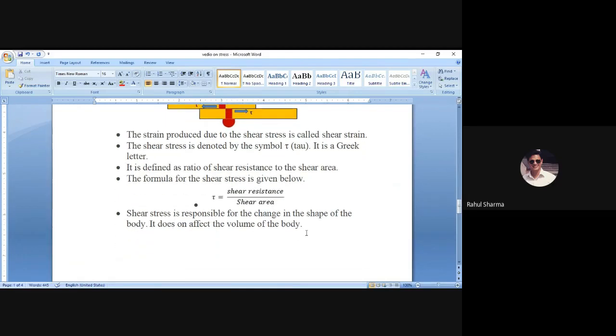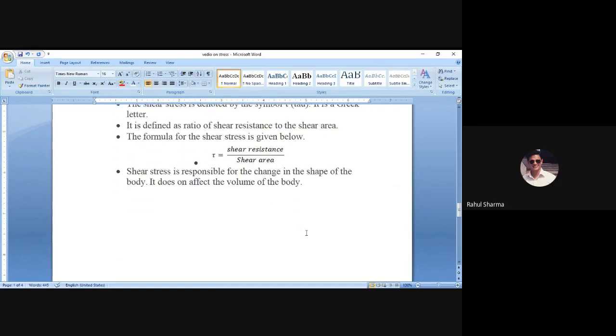Now, shear stress is responsible for the change in the shape of a body if it does not affect the volume of the body. Right, so it is responsible for changing the shape of the body. So I think the concept of stress is well clear to you.